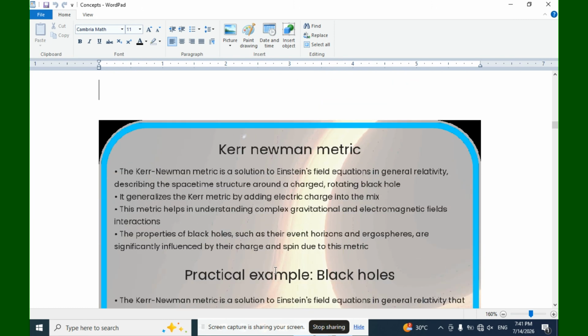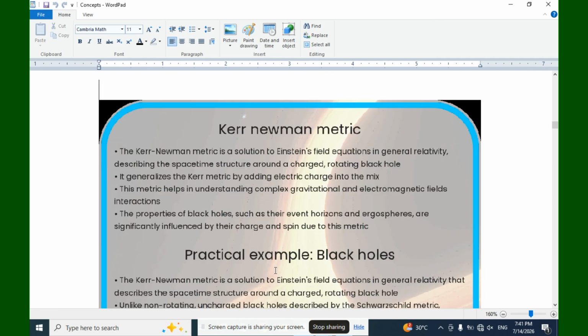The Kerr-Newman metric is a solution to Einstein's field equations in general relativity describing the spacetime structure around a charged rotating black hole. It generalizes the Kerr metric by adding electric charge into the mix. This metric helps in understanding complex gravitational and electromagnetic field interactions. The properties of black holes, such as their event horizons and ergospheres, are significantly influenced by their charge and spin due to this metric. Practical examples of black holes.